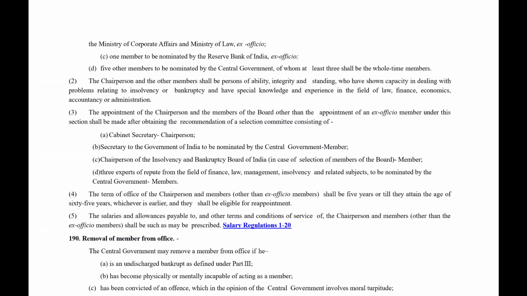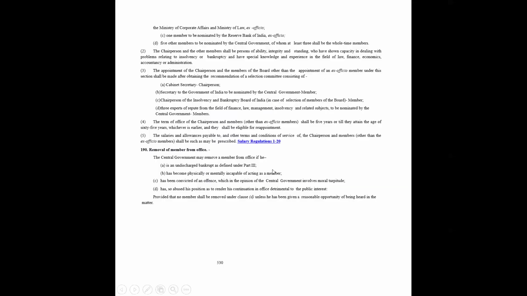ठीक है। Term of office of chairperson and members other than ex officio shall be 5 years or till they attain the age of 65 years, whichever is earlier, and they shall be eligible for reappointment. और जो salaries, allowances payable to and other terms and conditions of service of the chairperson and members other than the ex officio members shall be as may be prescribed.